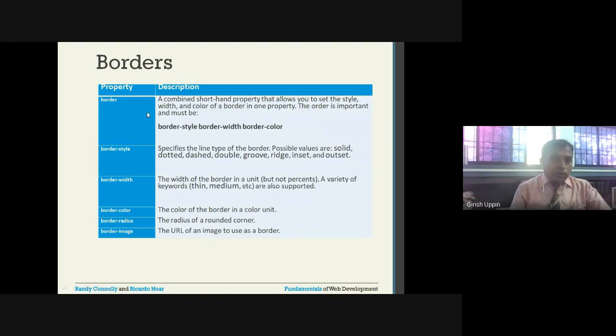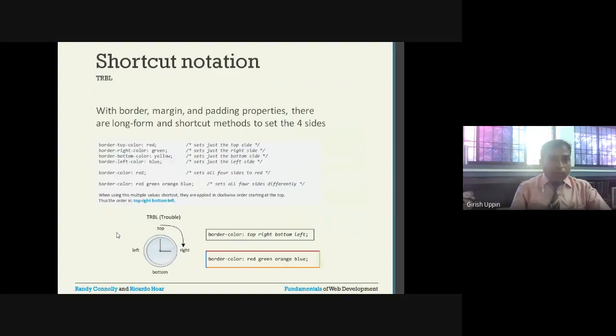This is the shorthand border, then border style, whether it is a solid line, dotted, different styles of line. Border width, how much width you want. Border color, what kind of color you want for the border. Border radius, if you have a rounded corner. Border image, instead of having a line, you can have an image. And we have two forms.